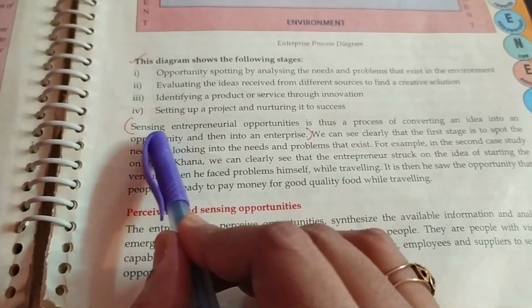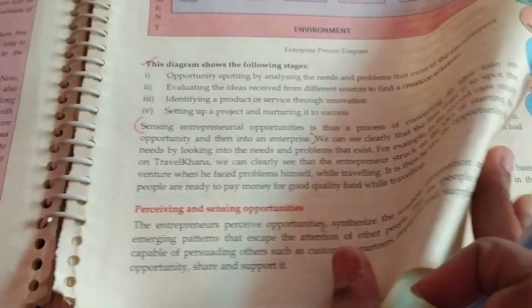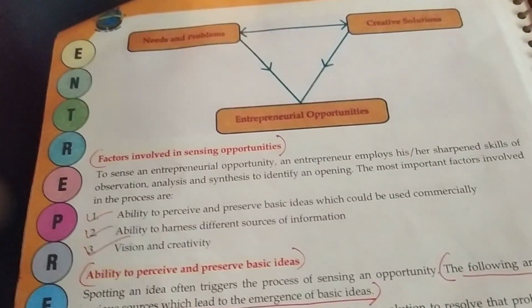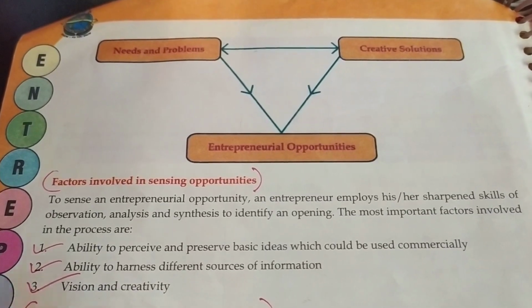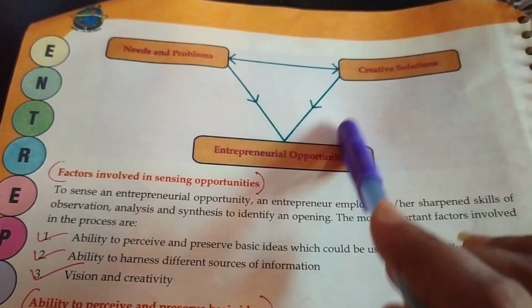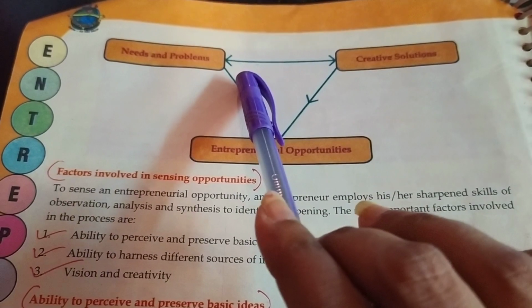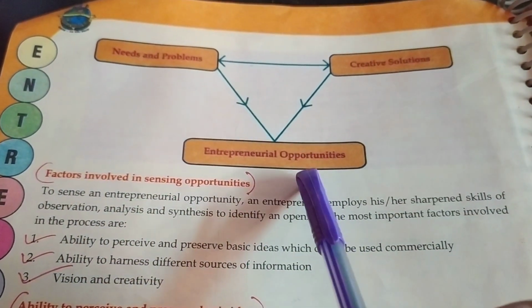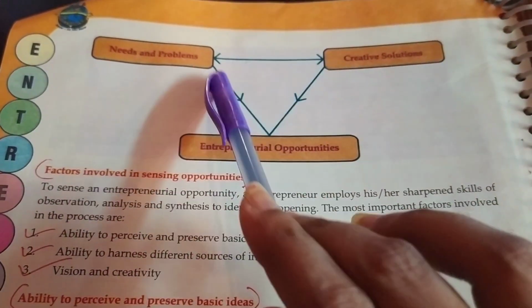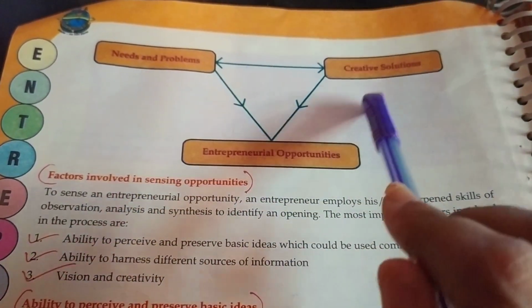Alright, now in order to sense entrepreneurial opportunity, there are certain factors involved. Now what are the factors involved? Before that, just have a look at this diagram. One is needs and problems, the other one is creative solutions, and the third one is entrepreneurial opportunities. Now these are all interlinked and interrelated.